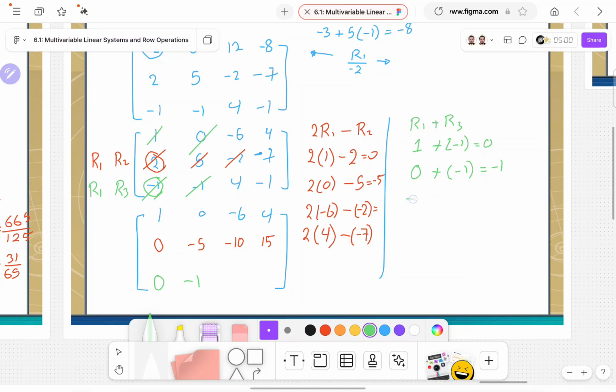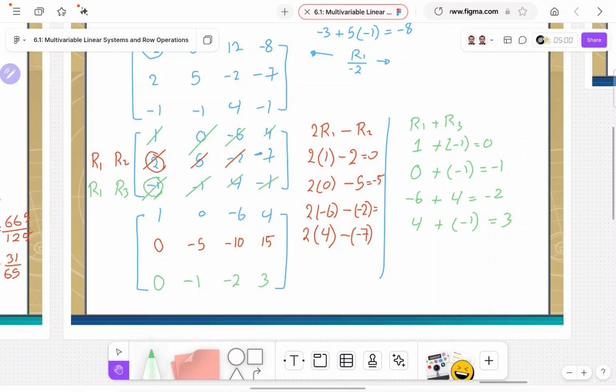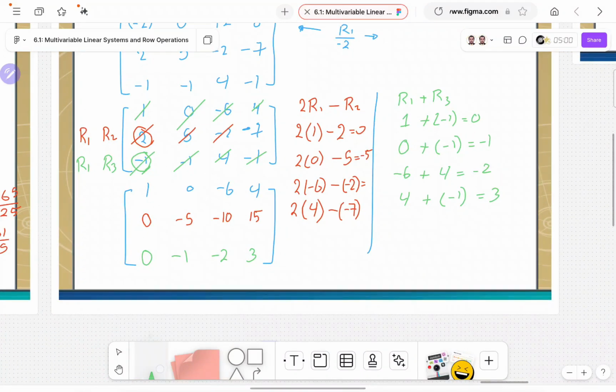Then negative 6 plus 4. So the answer is negative 2. So here is negative 2. Finish this. Then 4 plus minus 1, which is equal 3. So this one is a 3. So we finish from this too. Now after I finish, this one is equal 1, this is 0, this is 0. Now my goal is to make this one equal to 1 and this one equal to 0.